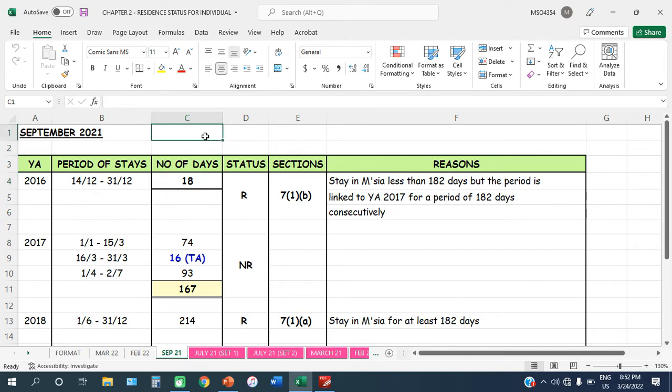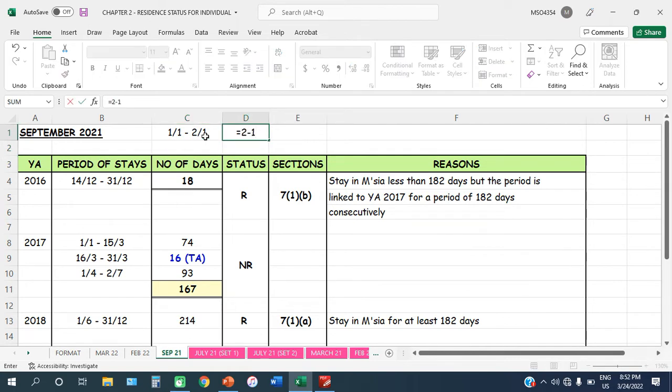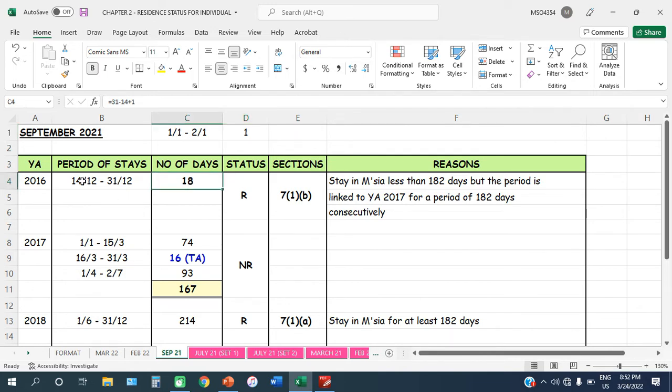Okay, let me prove you guys. What happened if you stay in Malaysia 1st January until 2nd January? So if you calculate, guys, how many days? 2 minus 1, then you will get 1 day. Is it correct? 1 day, guys. Actually, if you calculate by using your finger, 1st January, 1 day. And then 2nd January, another 1 day. So 1 plus 1, 2. That's why, okay, when you compute number of days, always plus 1. Alright, that's why here, 31 minus 14, and then you plus 1. I believe that you guys will get 18 days.